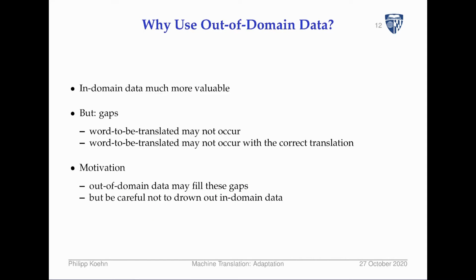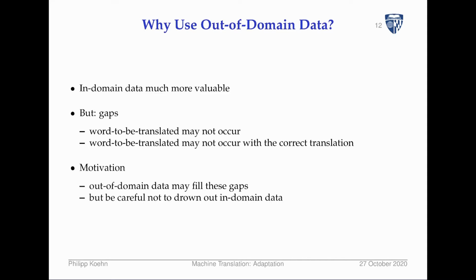So why should you use out-of-domain data at all? The in-domain data might be much more valuable, often strikingly so. Having small amounts of that might be 10 times more valuable than out-of-domain data. But you still have gaps. The in-domain data may not have certain words that need to be translated, but they exist in the out-of-domain data, so that's information you want to use.